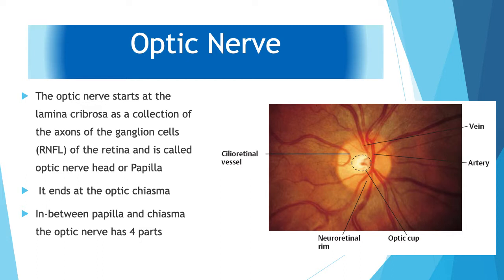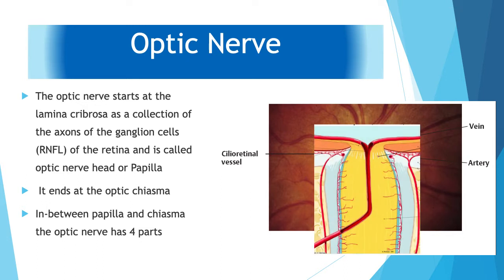As we said, it starts here by fenestration in the lamina cribrosa, which will accommodate the retinal nerve fiber layers, and it ends at the optic chiasm in the brain, and between the eye and the chiasm, the optic nerve has four parts. And this is an illustration of a vertical section through the optic nerve where the retinal nerve fibers come through, and the lamina cribrosa is a fenestrated sheath, like a sieve, where the retinal nerve fibers pass through, and we can see the retinal vessels inside the optic nerve.